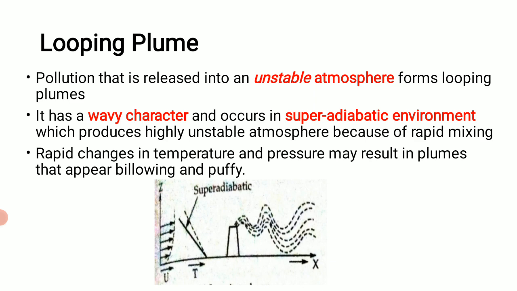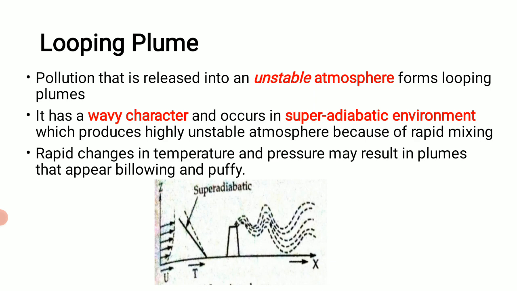A looping plume has a wavy character. A diagram is given below, in which the y-axis shows the height and the x-axis shows the temperature. The very first diagram is the internal energy diagram, and thereafter the lines indicating the ELR and ALR are shown. After that, the dispersed path of the effluent is shown. Here you can see a wavy appearance for the plume.